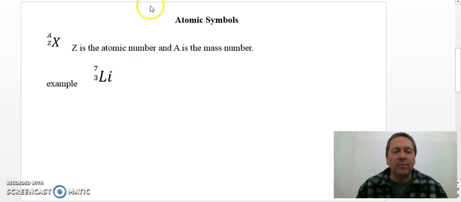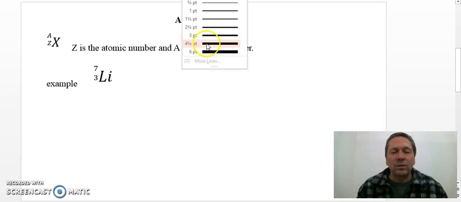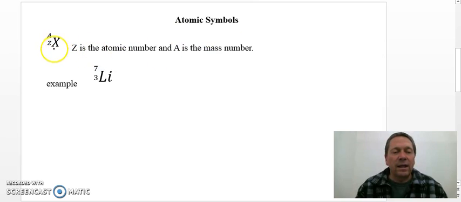Here we've got an atomic symbol. X is the name of the element. And Z here represents the atomic number, and A is for the atomic mass. So if, for example, we had a lithium atom, the symbol is Li, it's got 3 protons, so we put a 3 here for the number of protons, and the mass is 7.